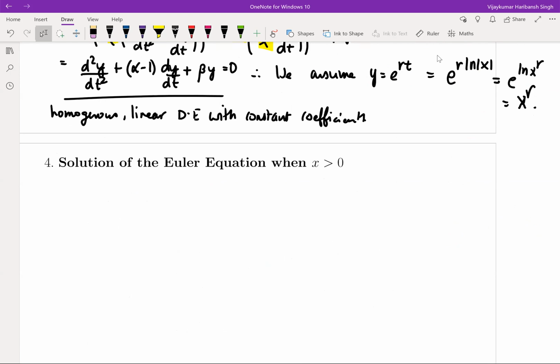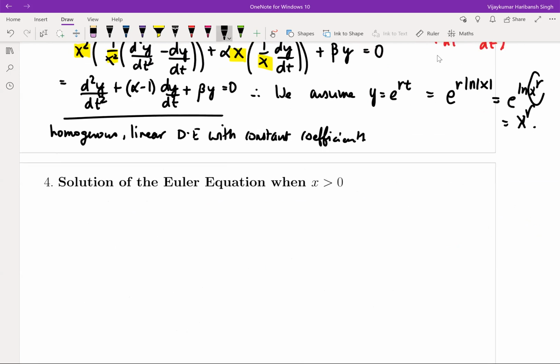So here in this case, your x could be positive or negative, right? So you have to be careful about the absolute value sign. The solution to the equation when x is greater than 0. So we have x squared y double prime plus alpha x y prime plus beta y equals 0.